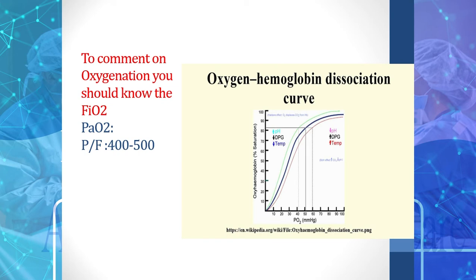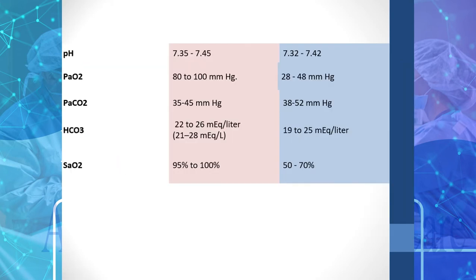What is the PF ratio? It is the ratio between the PaO2 and the FiO2. Normally it is from 400 to 500. For example, if the patient is taking FiO2 of 50 and the PaO2 for him is 250, it will be 250 divided by the FiO2, which is 50, then multiplied by 100 because it is 50%. It will be 500. And we will talk about oxygenation in detail later.